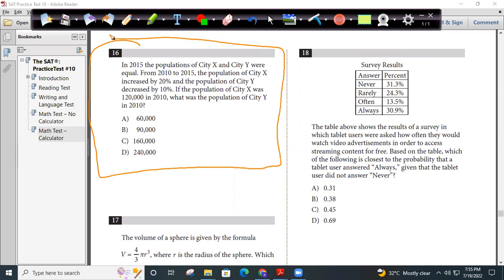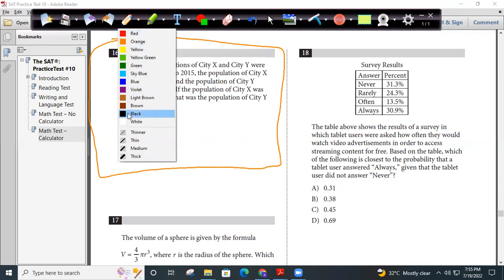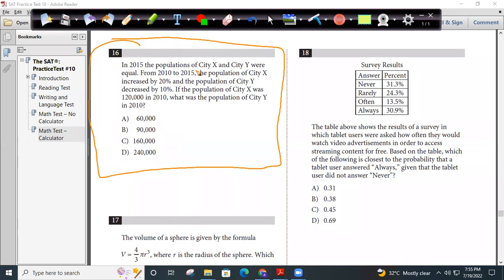Please do solve question number 16. Try to convert. Don't look for the answer. The answer automatically comes. In 2015, the population of city X and city Y are equal. From 2000, the population of city X is increased by 20%. The population of city Y is decreased. The population of city X is 1 lakh 20. What is the population of city Y in 2010? Very good.